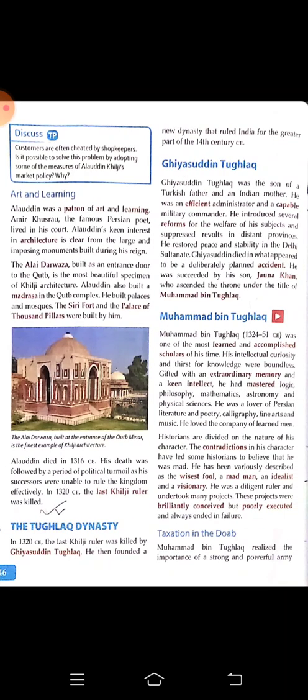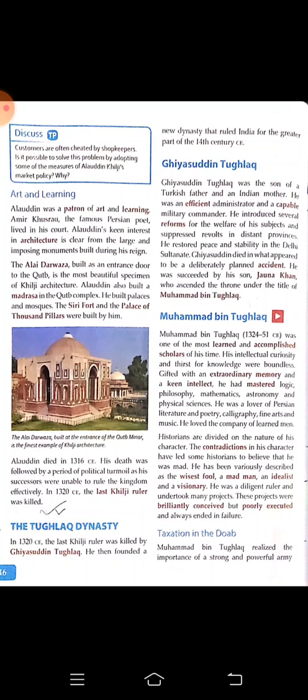Next comes art and learning. Alauddin Khilji was a patron of art and learning. Amir Khusrau, the famous Persian poet, lived in his court. Alauddin was very much interested in architecture also, like the Alai Darwaza, you can see the picture given. The Alai Darwaza was built as the entrance door of the Qutub. Many forts and palaces, the palace of a thousand pillars, were built by him.